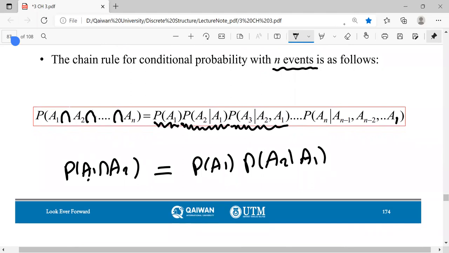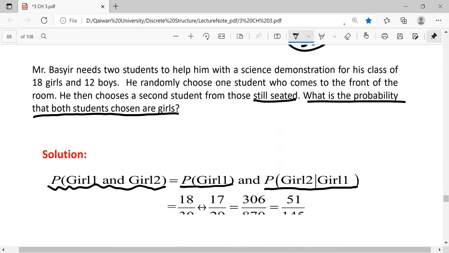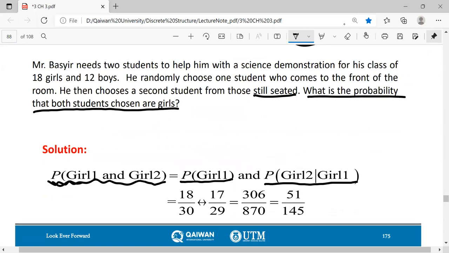It means both should be girls here. A1 is choosing the first girl and A2 is choosing the second girl. So the probability of girl one and girl two is the probability of girl one multiplied by the probability of girl two given girl one. We say probability of girl one for the first one.